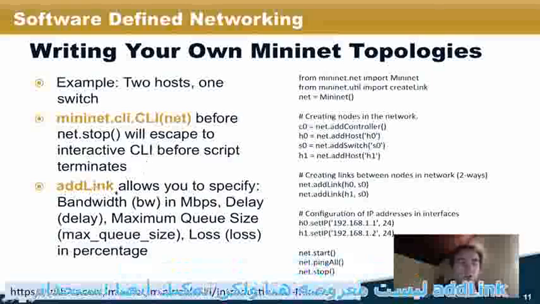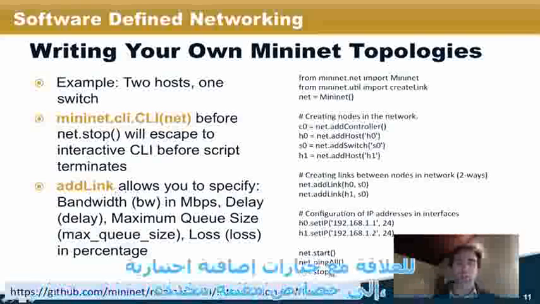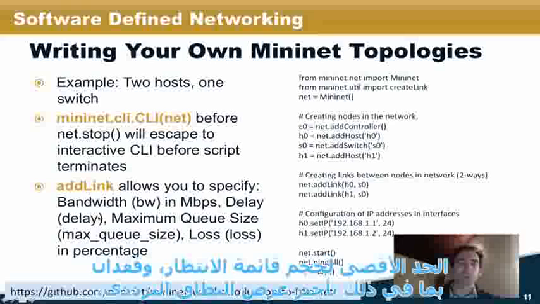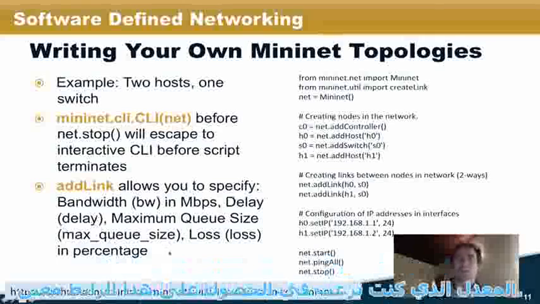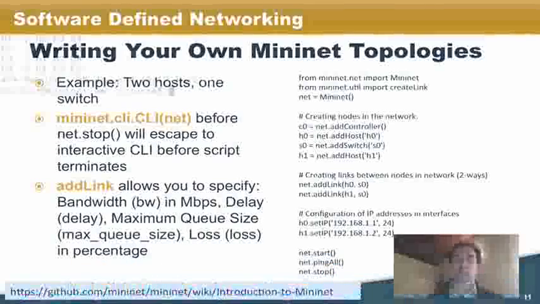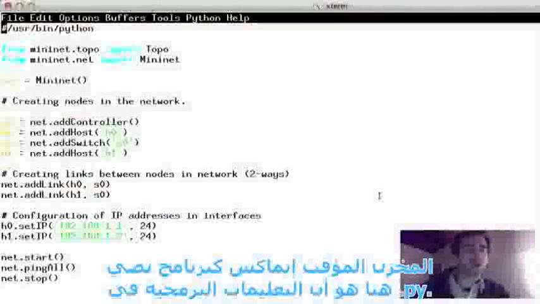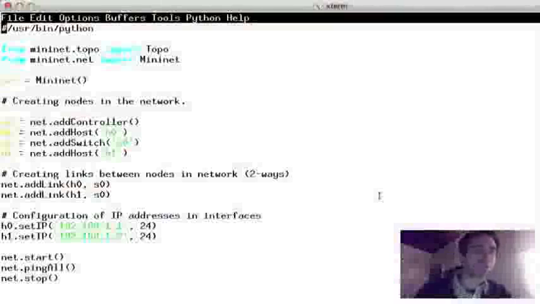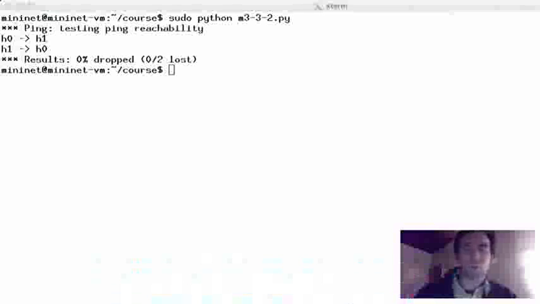It's not shown here, but you can also use addLink to specify certain properties of the link with additional optional options, including bandwidth, delay, the maximum queue size, and the loss rate that you would wish to have on that particular link. Here is that code in the Emacs buffer as a .py script, and let's see what happens when we run that piece of code. As expected, we have two hosts and one switch, and they can ping one another.